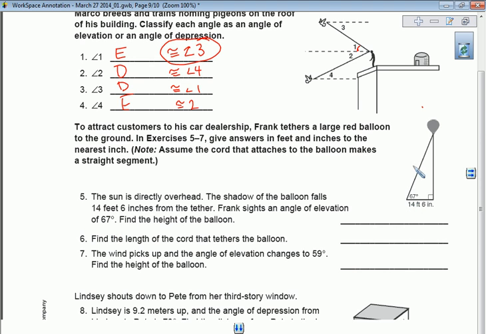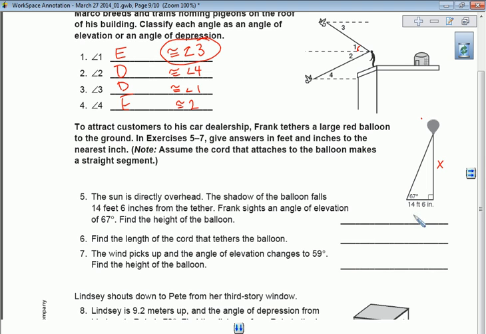Okay, so this is our tether right here. This is the height that the balloon is from the ground. And we got some shadow going on. All right, so find the height of the balloon. This is what we want for number 5, x. So can you solve for x?